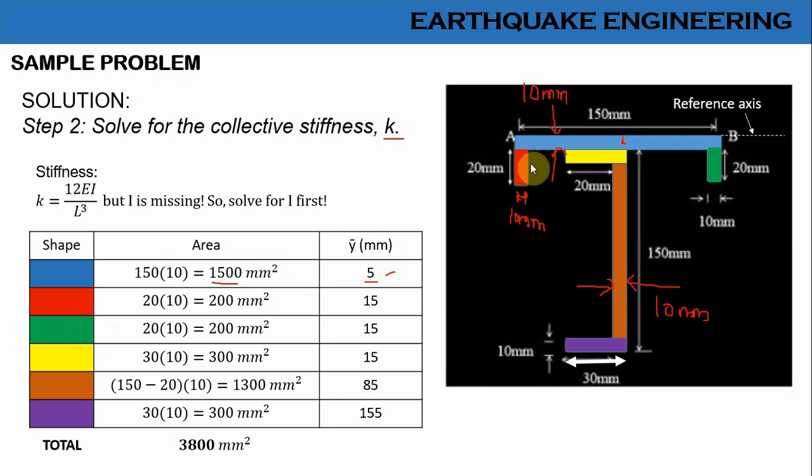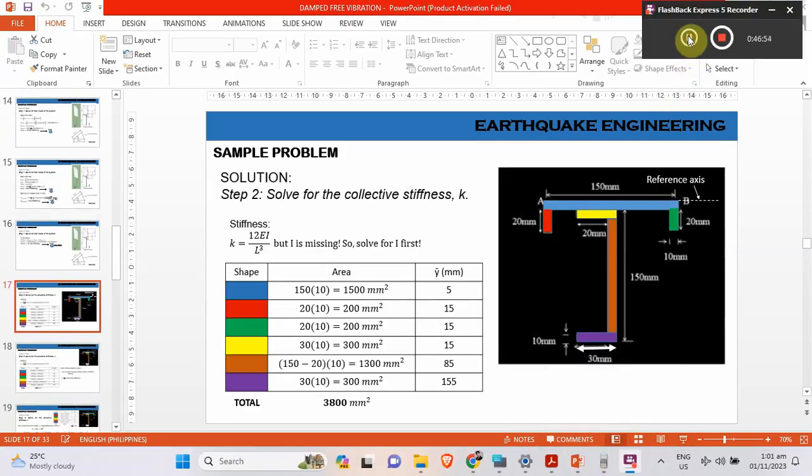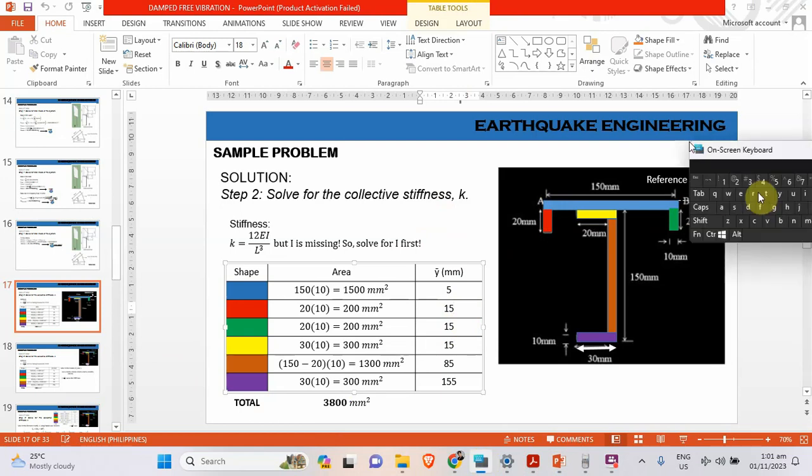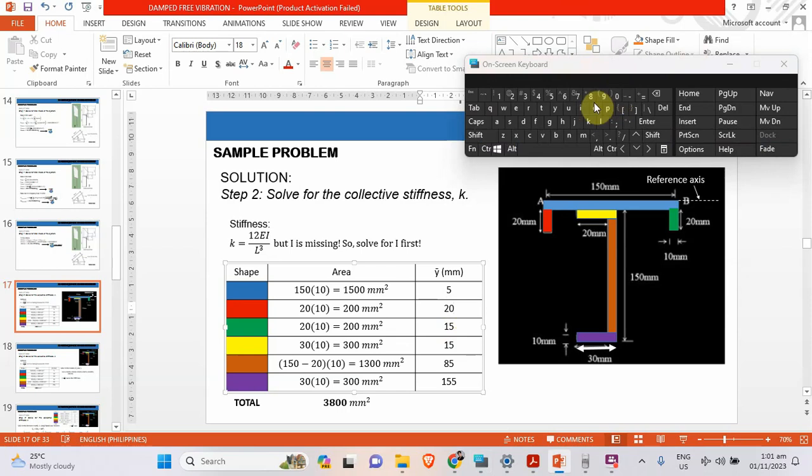Now the second shape, the red one. It is 20 by 10, so 20 times 10 is 200 square millimeters. Then the location of the centroid: half of 20 is 10, plus the 10 thickness, we have 20. So it must be 20, not 15. This must be 20, and this one also 20.